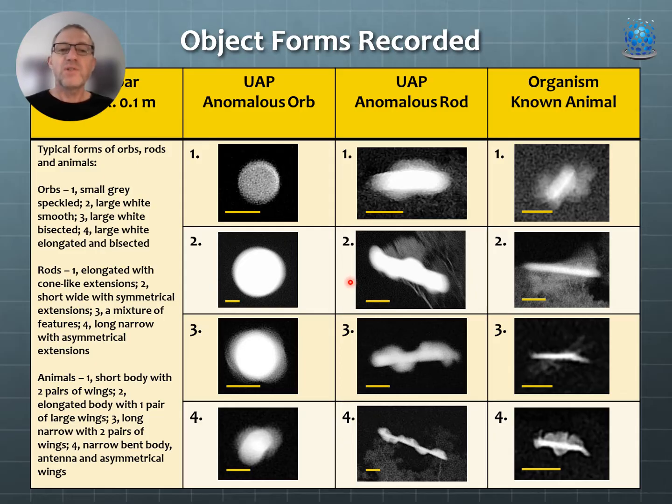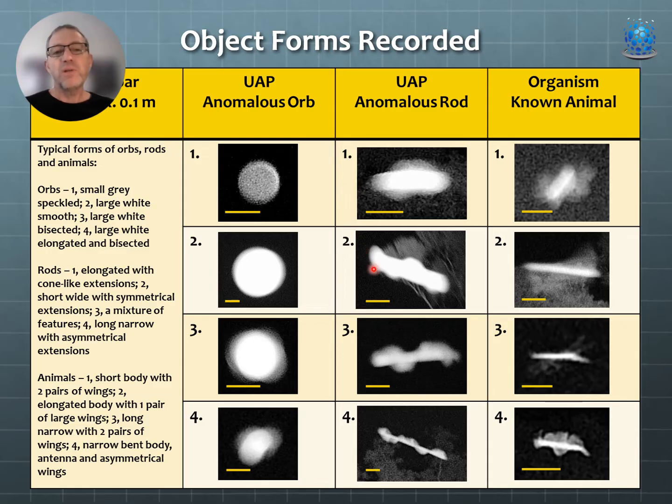This table just summarizes the types of objects we were observing out there. There's really 4 types of orb: a smaller greyish speckled one, a larger white smooth one that has a precession or wobble about it. We've got this bisected one with rings around it, and of course a slightly elongated one with the bisected rings around it as well. In terms of rods, we've got this elongated smaller one here with 2 symmetrical rings that bisect it. Now, that was definitely not an orb. This may be distended slightly, but when it hovered, it was definitely an oblate spheroid shape. So that's the shorter rod there.